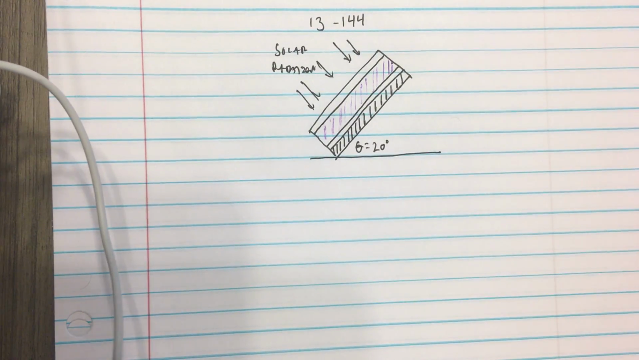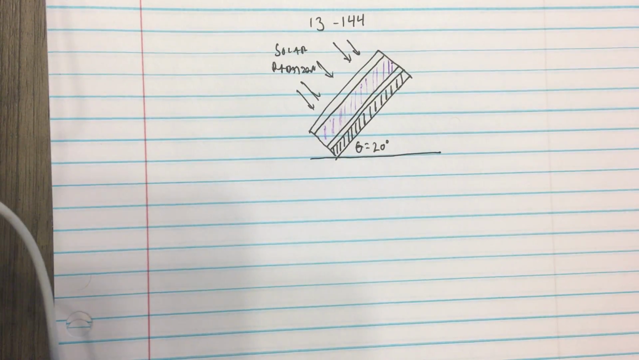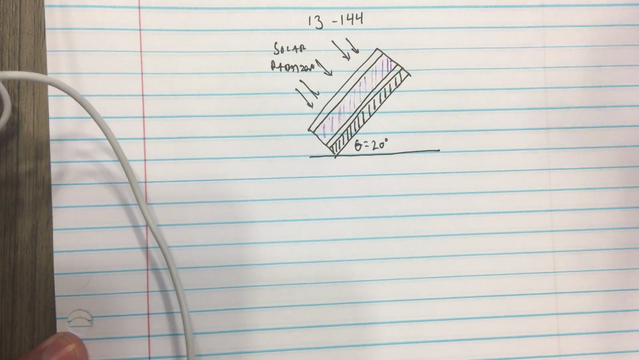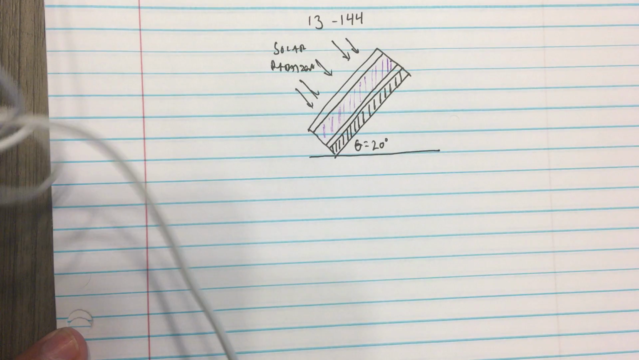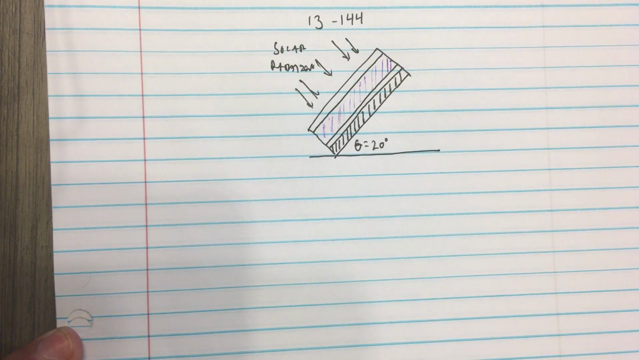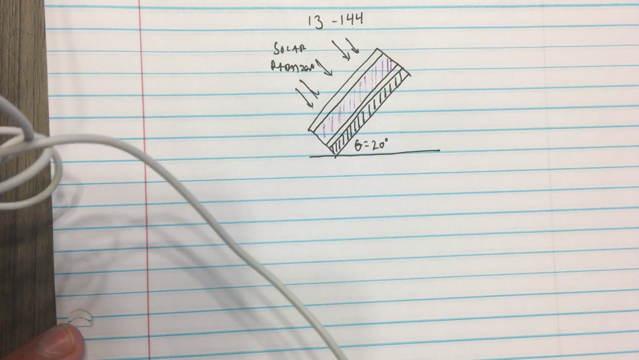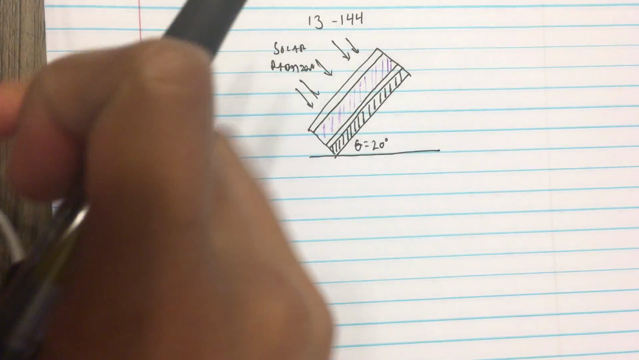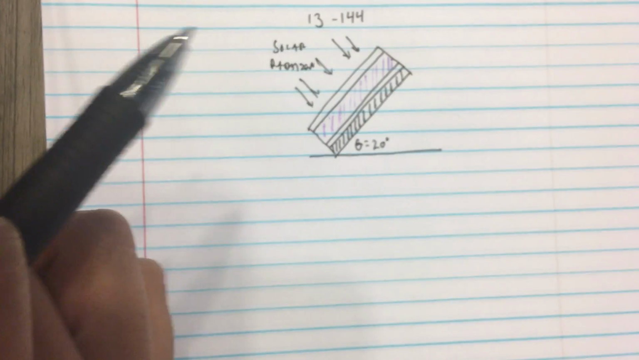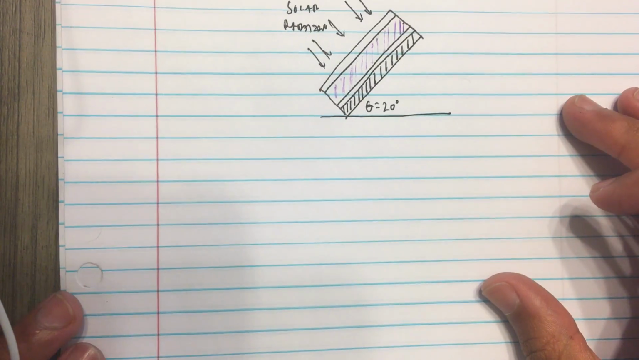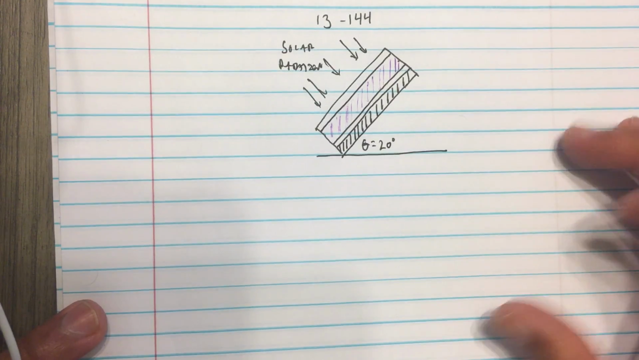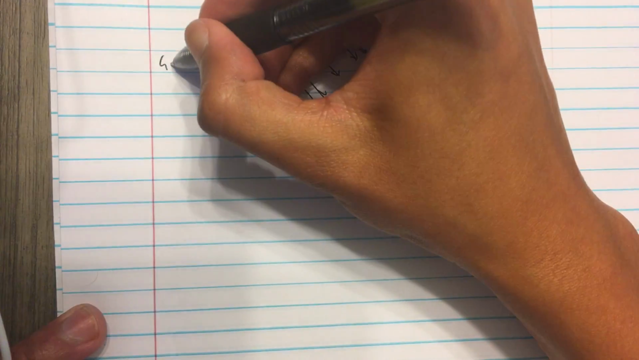This is how to solve problem 144 from chapter 13. As always, the full question is in the description, but for now, let's determine the rate of heat loss from an absorber plate by natural convection and radiation. So let's get the givens out of the way.